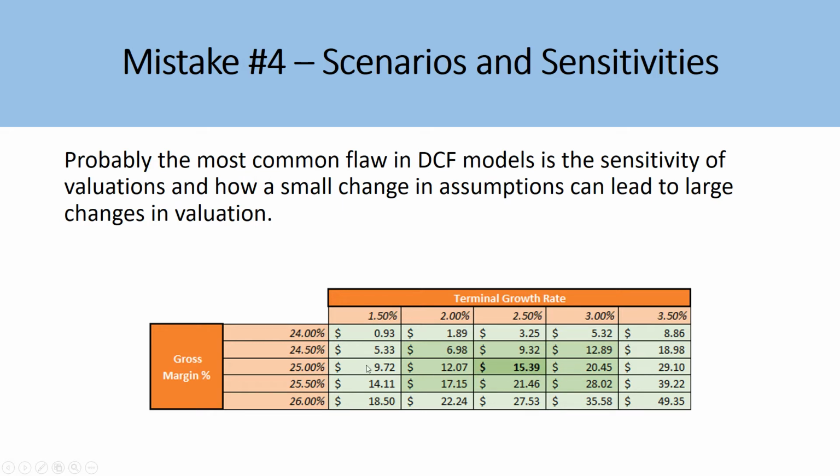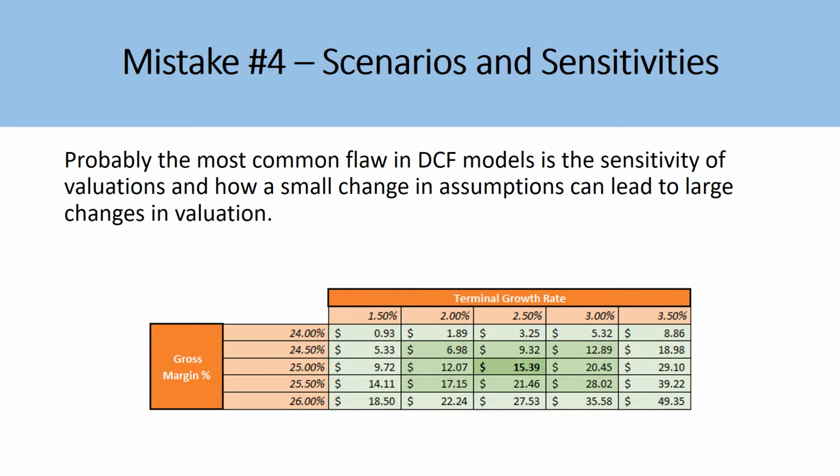And look at this. Looking at a gross margin of 25% and going down to a gross margin of 24.5%, the valuation changed by $6. The terminal growth stayed the same, and a 0.5% change in gross margin impacted the projected value of this company by $6. Does that make sense at all? Of course it doesn't. How could a half a percent change in gross margins impact half the valuation of the company, half of the market cap, $500 million? That just doesn't make sense.